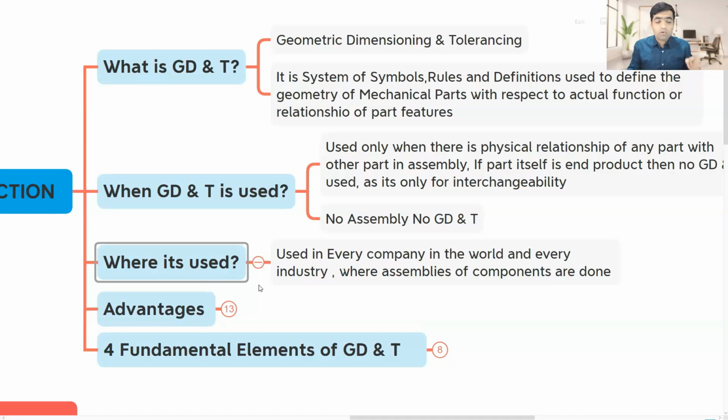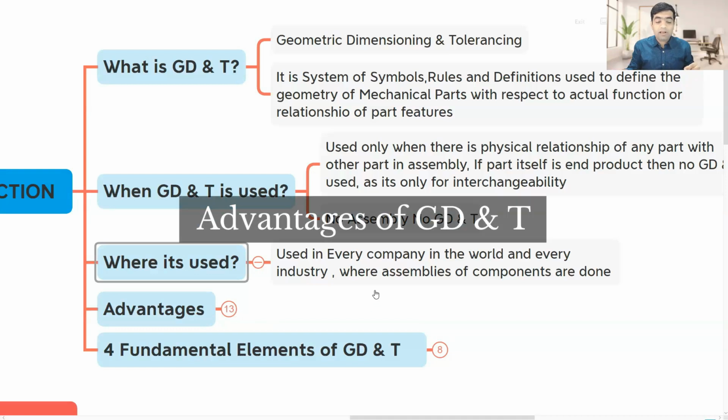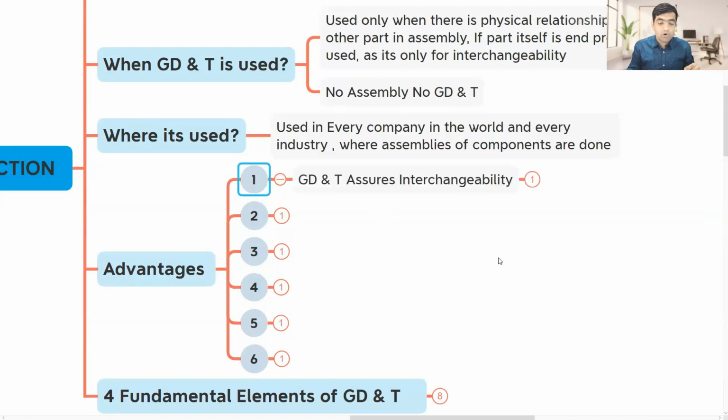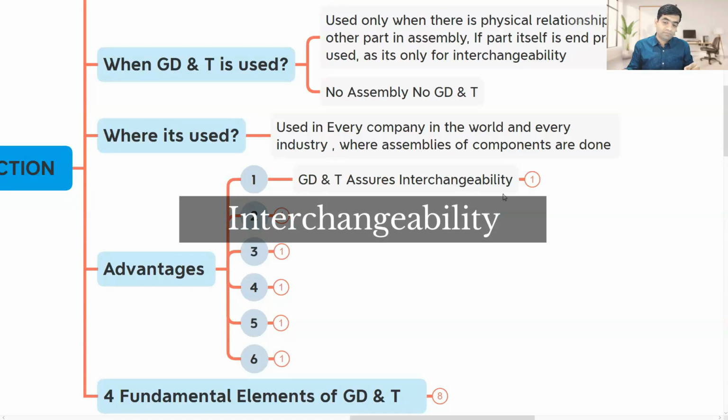Okay, so we are going to see the advantages, why to use GD&T. There are multiple advantages of using GD&T. You can see I have listed 6 advantages here. The first important advantage is GD&T assures interchangeability.